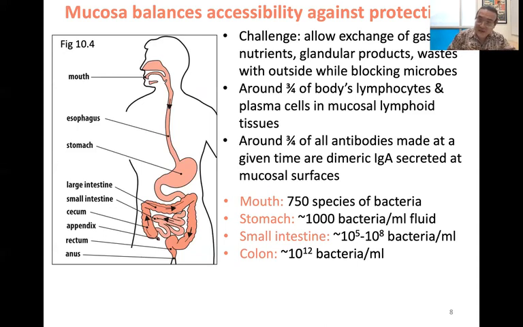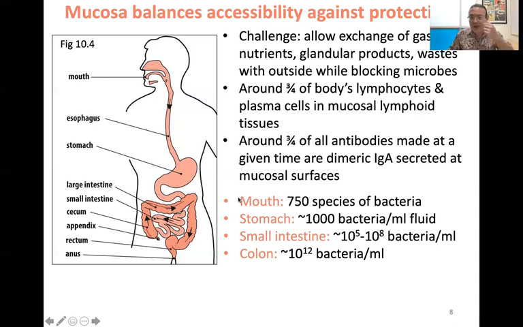So about 70% of all immunoglobulins or antibodies that you find floating around your blood are IgG type, right? But overall, 3/4 of all antibodies that you have in your body right now are IgA, in the mucosal layers protecting you right now. Protecting you against what? Think about our GI tract.